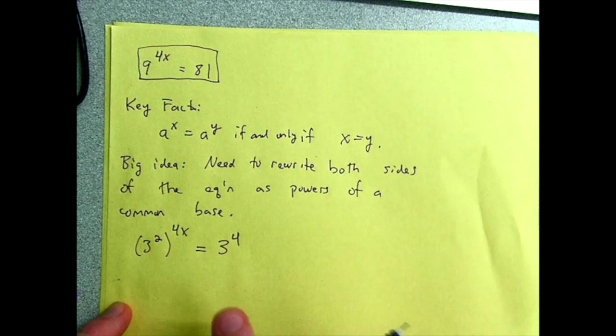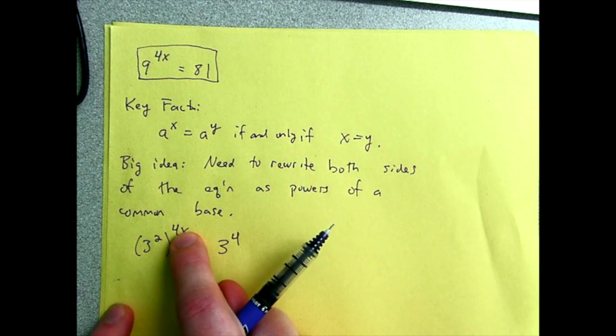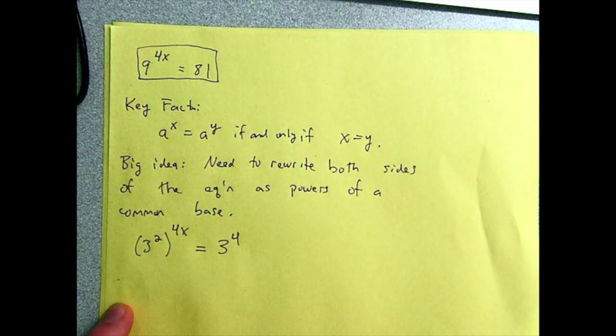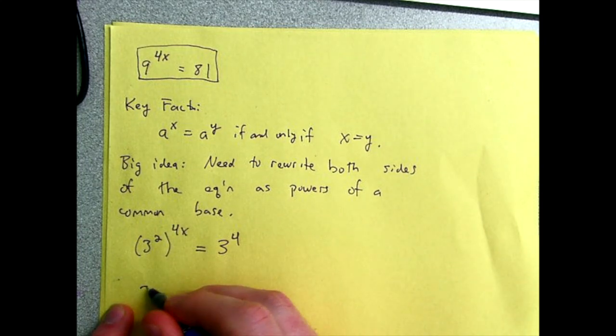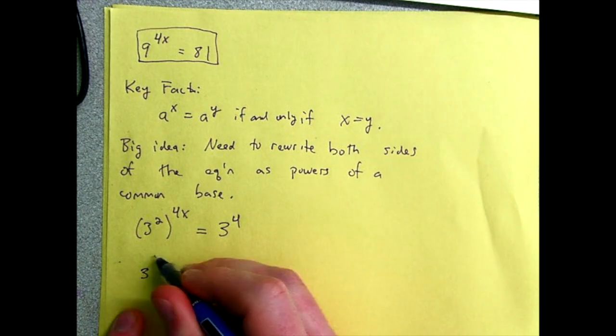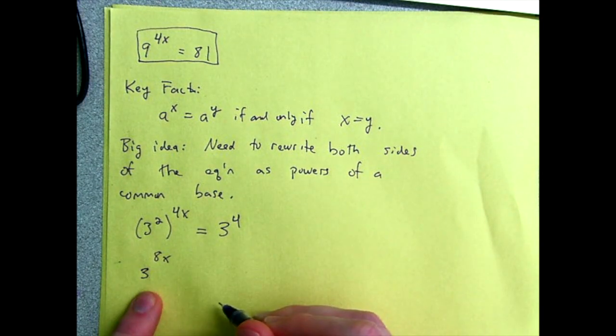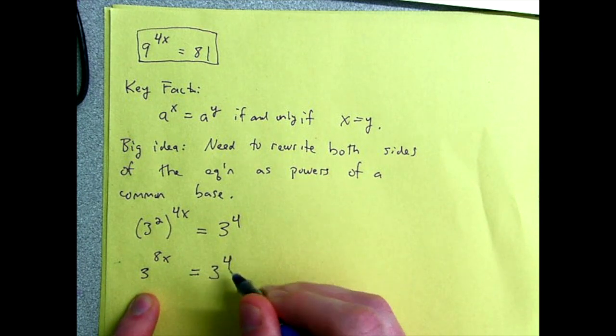If you notice, we've got a power of a power. We have 3 squared raised to the 4x. What do we do when we have a power of a power? We multiply the exponents, right? So that's what I'm going to do here. So I'm going to multiply the 2 and the 4x to get 8x. So I have 3 to the power of 8x equals 3 to the 4.